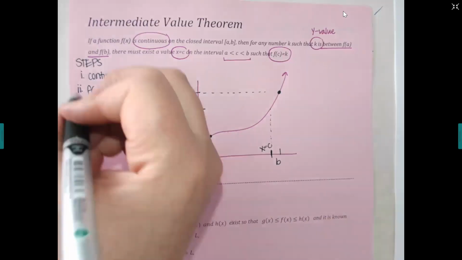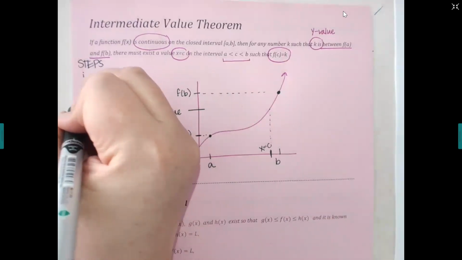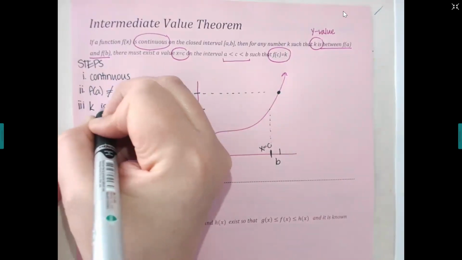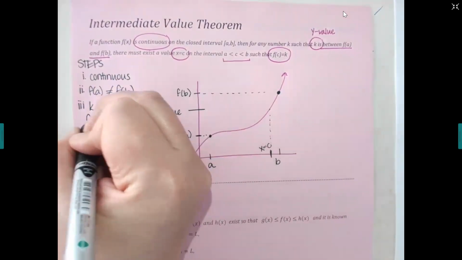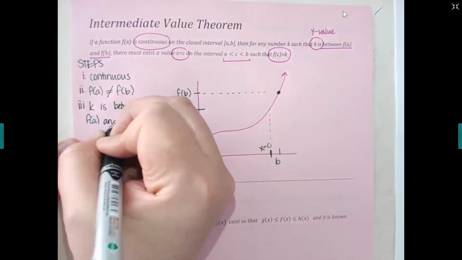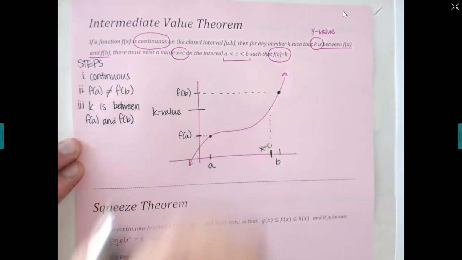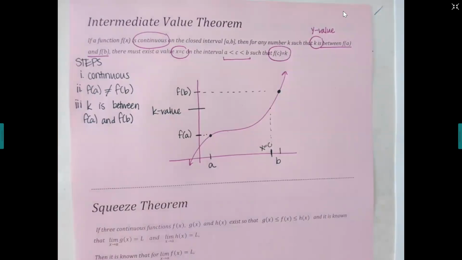So your third step is that the K that you want has to be between those values that you just found. Okay, the K value that you want has to be between f of A and f of B. If that happens, you can promise me that there's an X value that goes with that Y value.